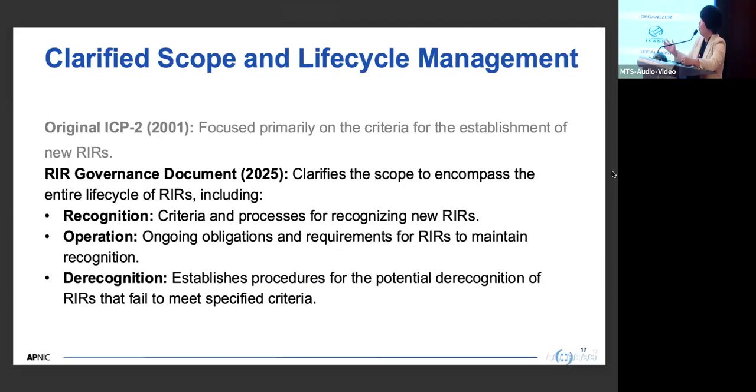In the scope and lifecycle management, as you can see in the gray text, that's what was in the original document, which only looked at the criteria for establishing new RIRs. In the revised draft this time round, it does a lot more. It is about recognition, maintenance of the RIRs, and derecognition, and all the criteria, procedures and processes that will go into that. So this document is much more expanded from the original ICP2 document, and I encourage you, if you're curious to know more, to have a look and read the document, because it's meant to put the governance processes in place for some of these actions to occur.